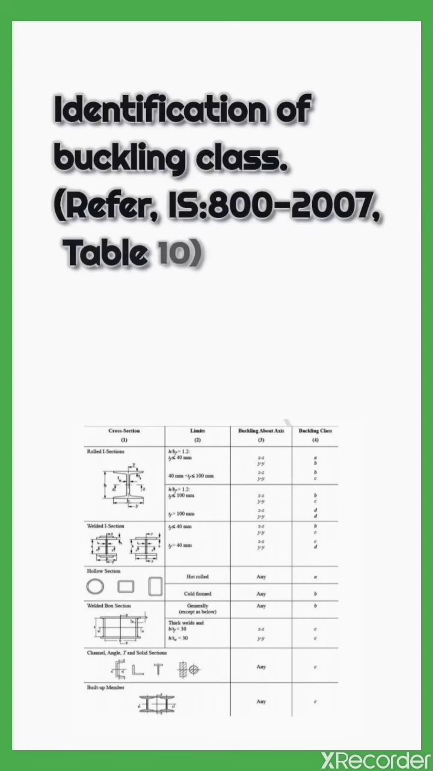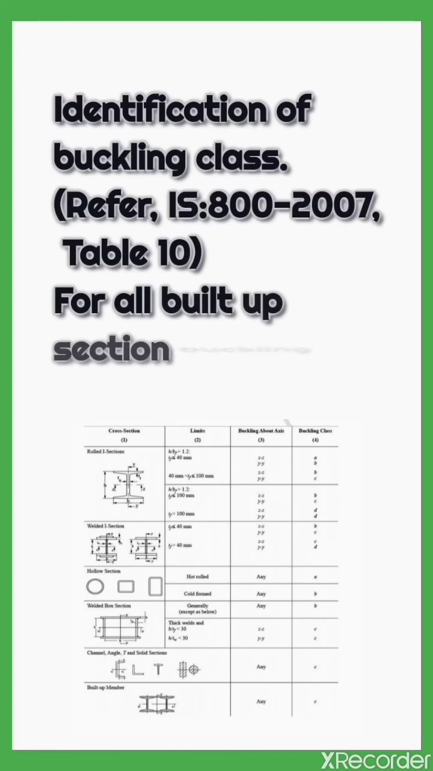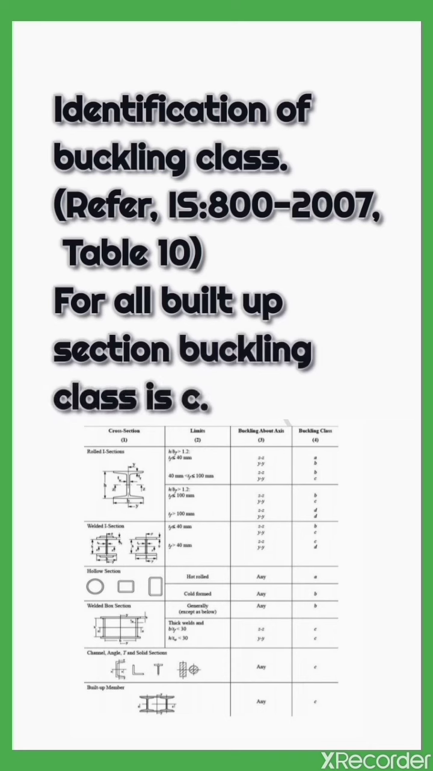Step 4. Identification of buckling class. Refer IS 800-2007, Table 10. For all built-up sections, buckling class is C.